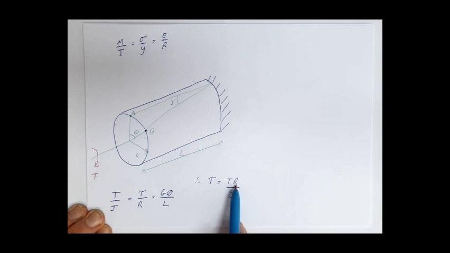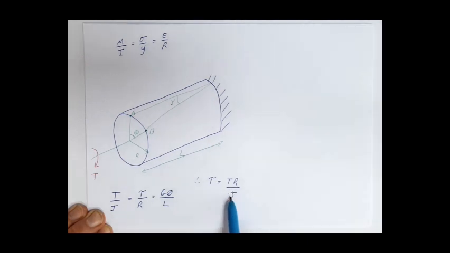As R approaches 0, our stress approaches 0, and our shear stress is inversely proportional to J. So as J increases, stress decreases. So if we increase J, J describes the shaft's resistance to torsion.